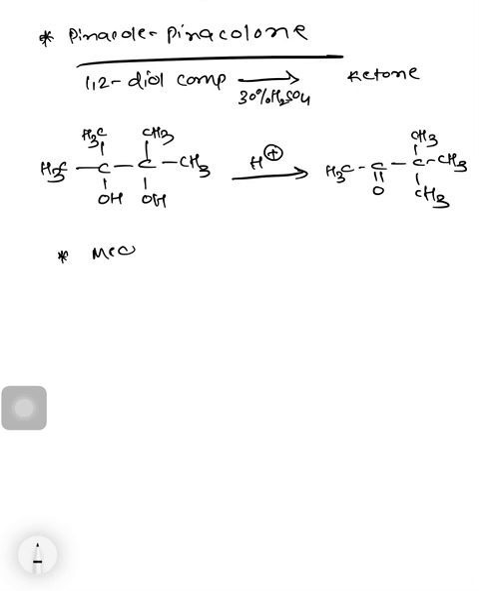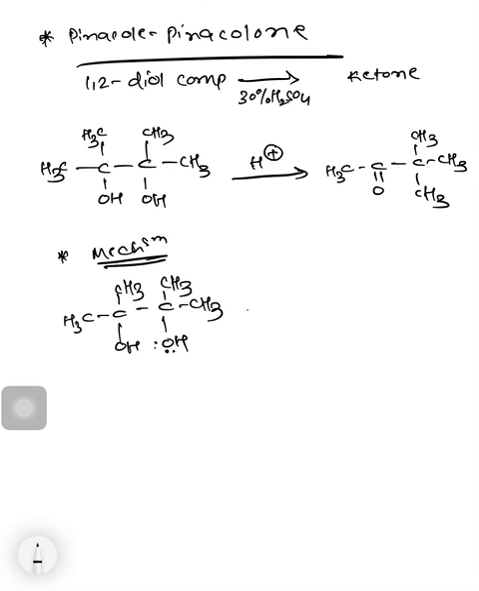So in the mechanism part, let us start with the first step, that is attack of proton. Why proton? Because here our reagent is H2SO4, which is an acid. So this tetramethyl diol in presence of H2SO4, there will be attack onto the OH group. Now we know that oxygen has a lone pair of electrons. This lone pair of oxygen will make an attack onto the H plus, and there will be formation of hydronium ion.